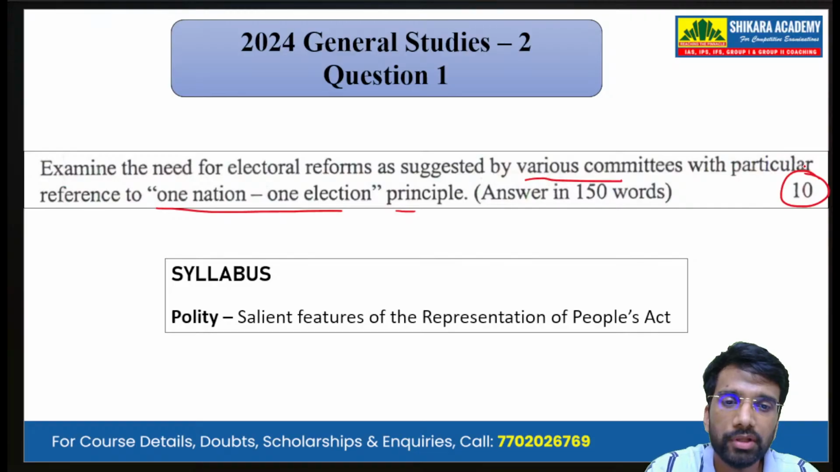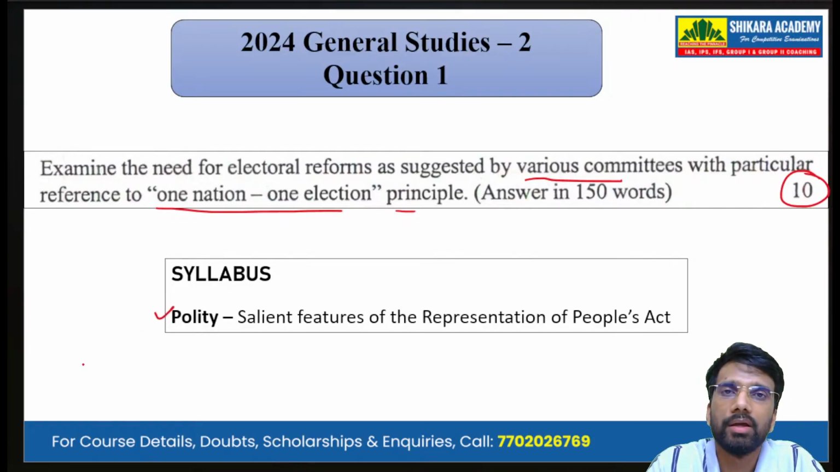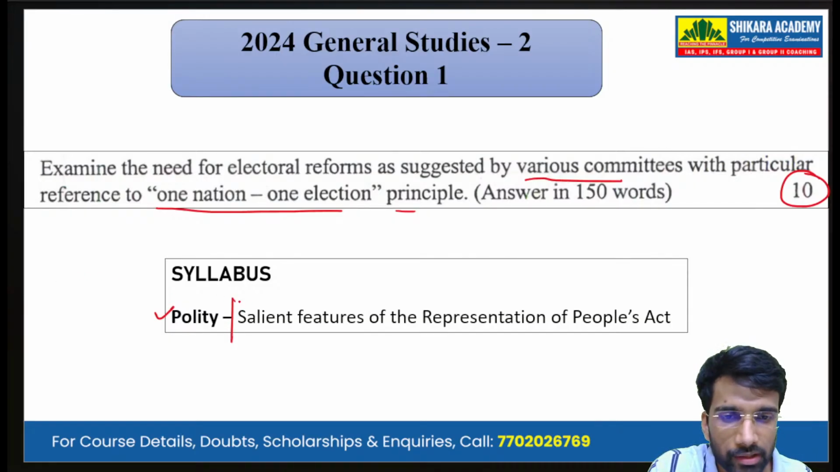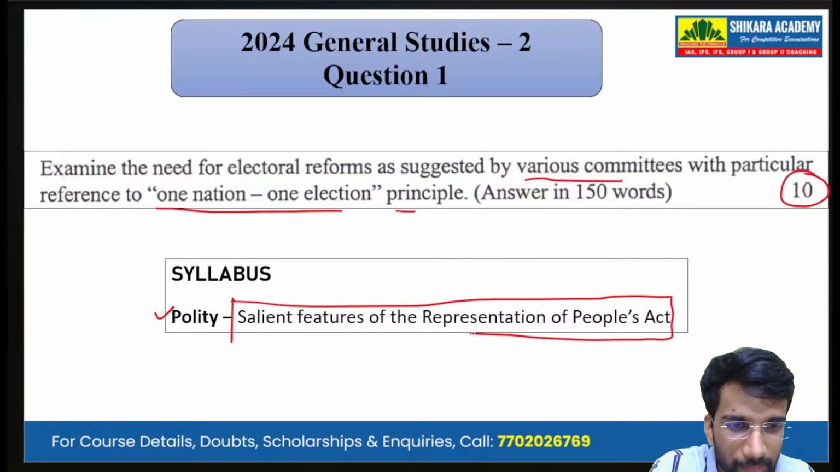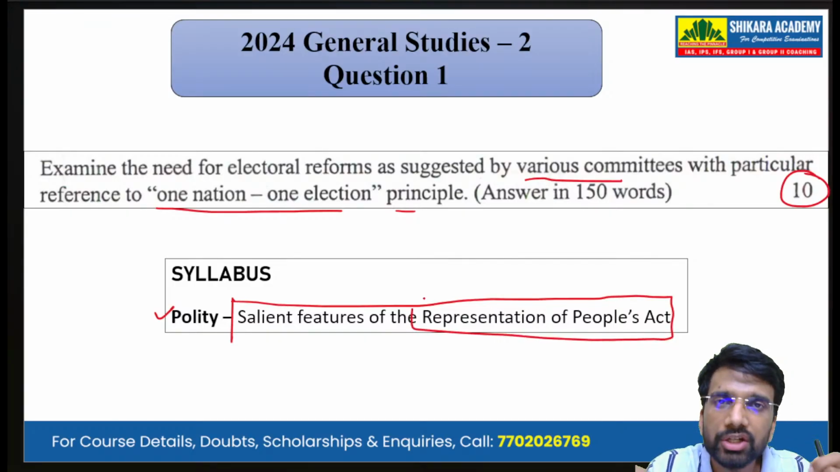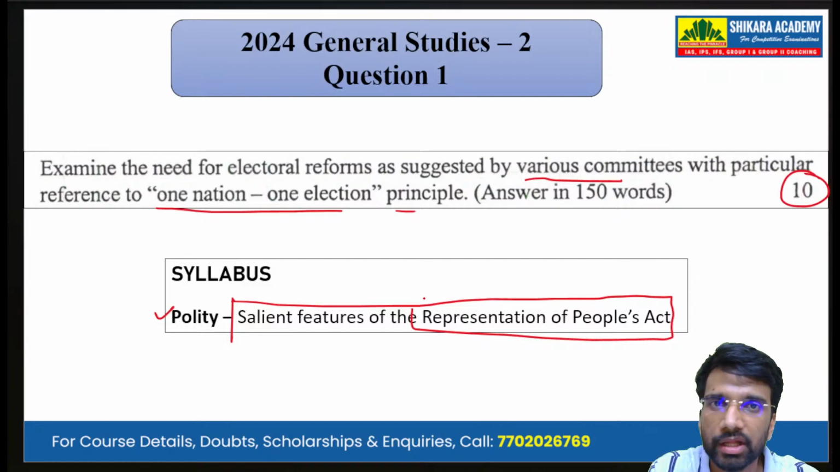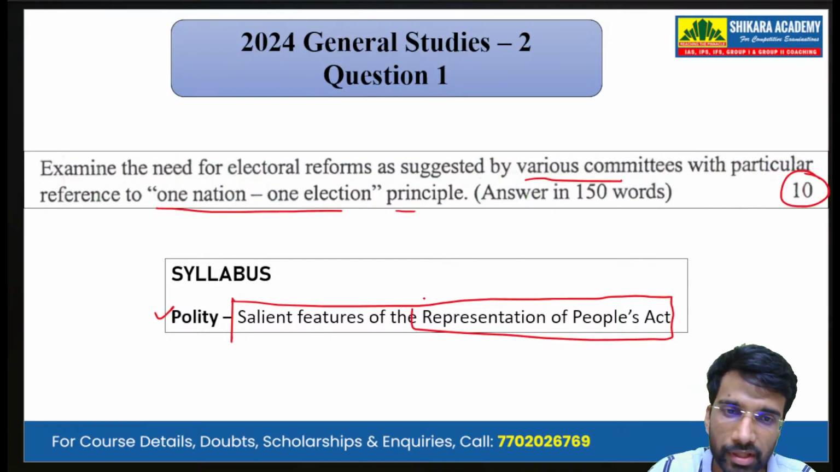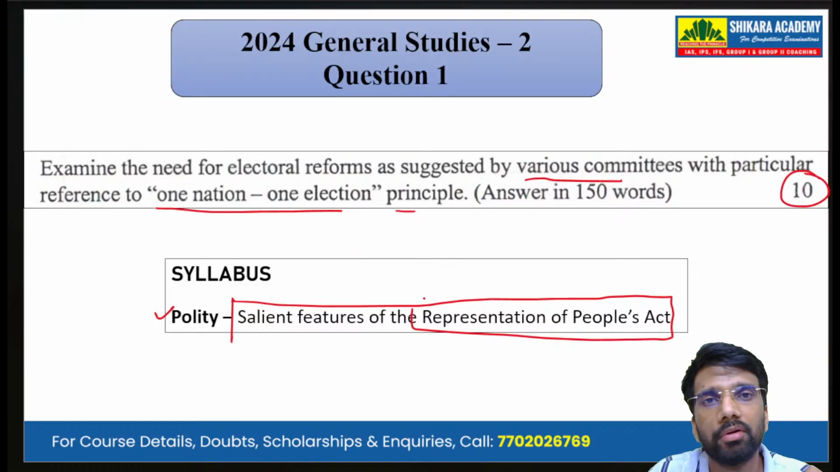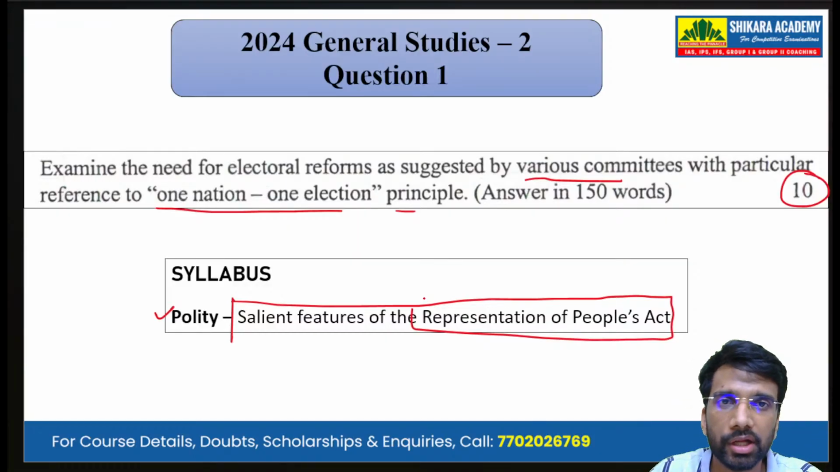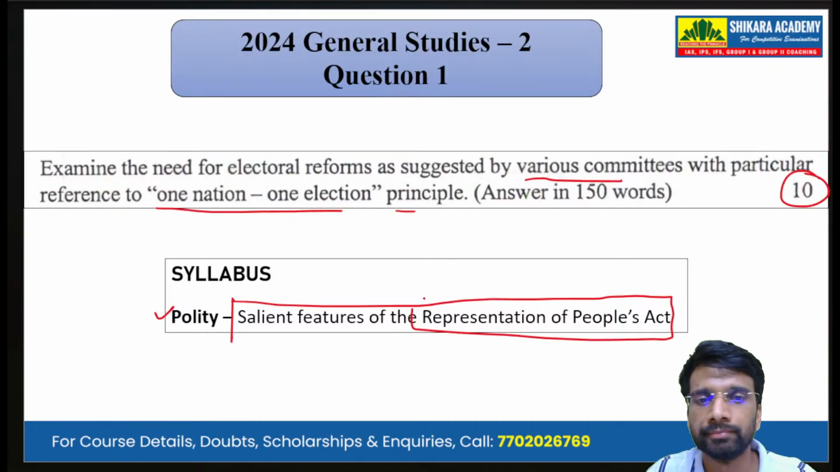Now, if we match it with the syllabus, it has been asked from the subject of polity, and the topic is the salient features of the Representation of People's Act, because election reforms per se is not specifically mentioned in the syllabus. Our syllabus mentions the constitutional bodies, and the election part of the syllabus comes under the features of the Representation of People's Act. This act and the associated reforms regarding elections are very important from the examination point of view.